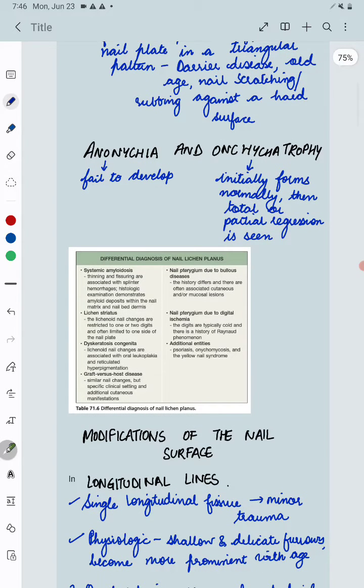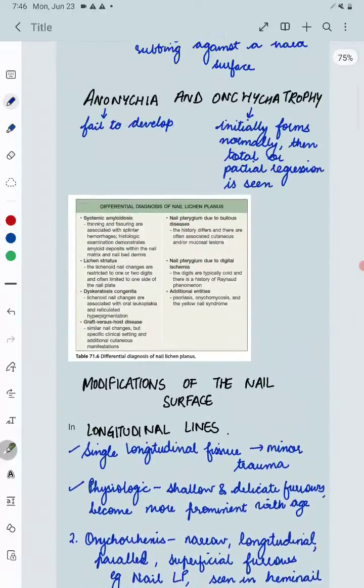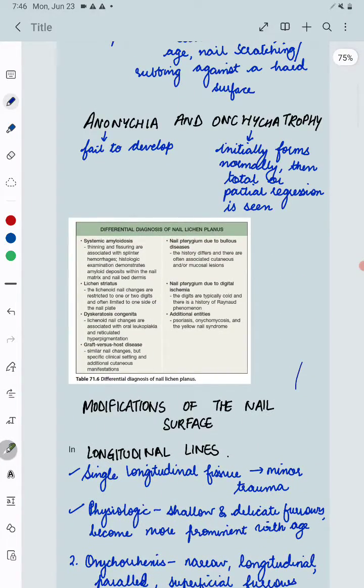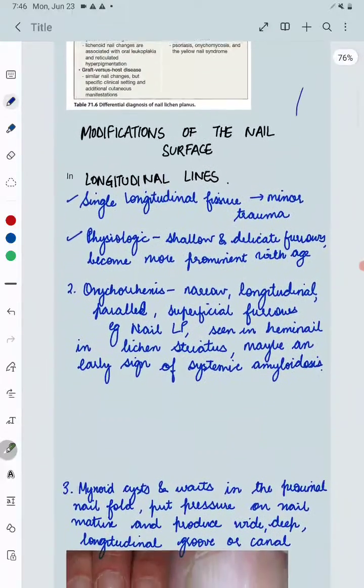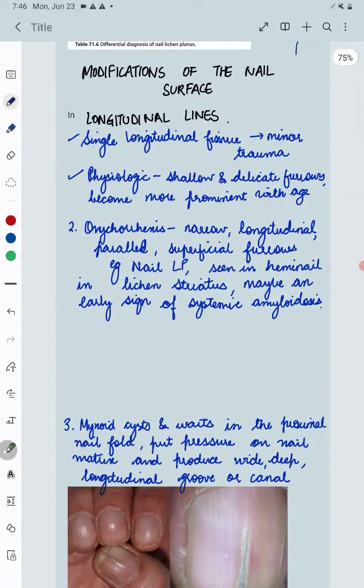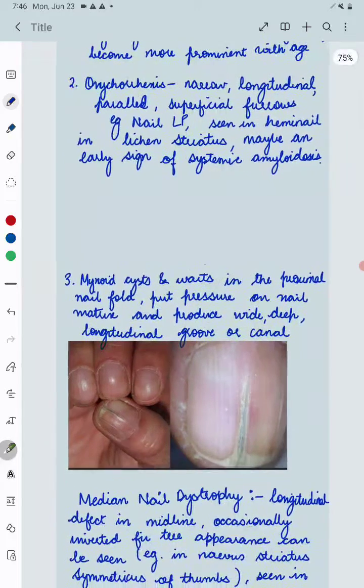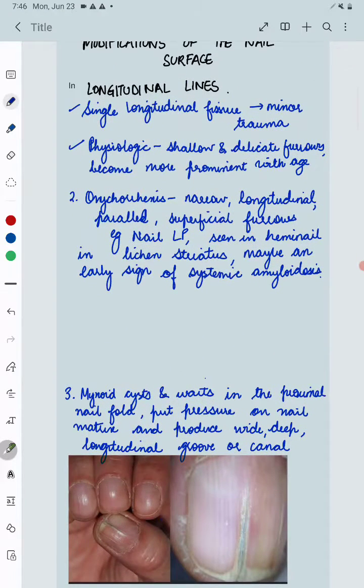Anonychia is when the nails do not develop. Onychoatrophy is when they develop but they become smaller. Initially they are normal in size, but then they become smaller. Now longitudinal lines can be seen on the nail. Single longitudinal fissure is seen due to minor trauma, like this. It can be physiological.